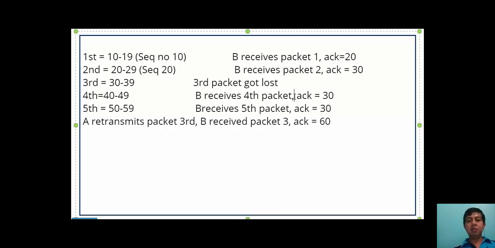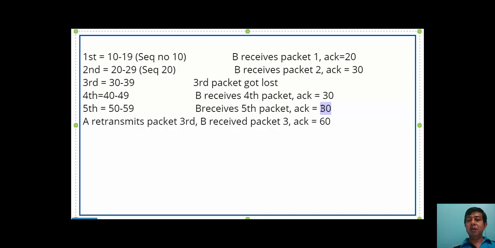So in this case, it sent an acknowledgement of 30. Clear? It buffered packet number 4th. It received the 5th packet, it buffered the 5th also, but it sent an acknowledgement of 30, saying that I am still expecting the packet with sequence number 30. Now when it received the third packet due to retransmission, it sends an acknowledgement of 60, which indicates that I am sending a cumulative acknowledgement.